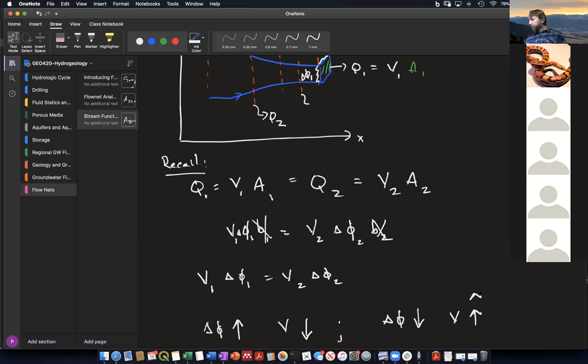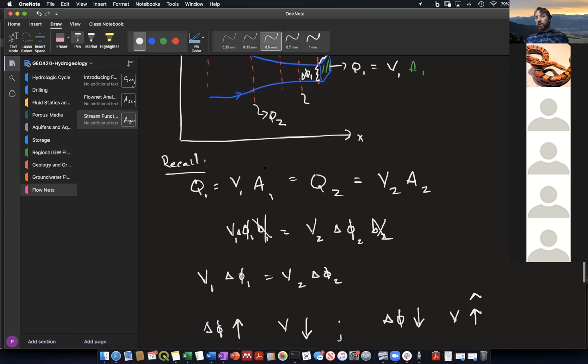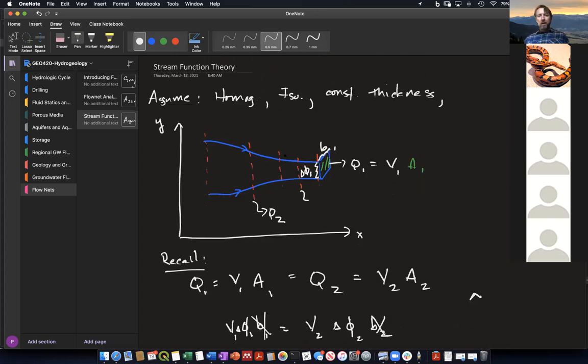Another relationship that we can derive here is that as our stream tubes get smaller, the spacing between our head contours gets smaller, right? So as the stream tubes get closer together, the head gradient increases.